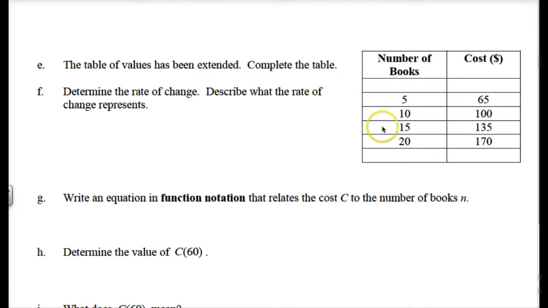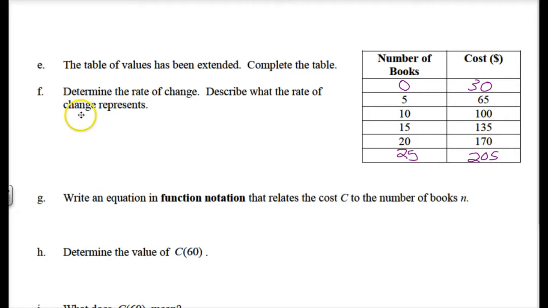The table of values has been extended. Complete the table. Determine the rate of change. Well, let's take this to 25, and this will add on 35 to 205, and this would be 0, and then the cost could be 30. And in this case, just some fixed cost, and then depending on the number of books, there's a per book charge. Determine the rate of change.